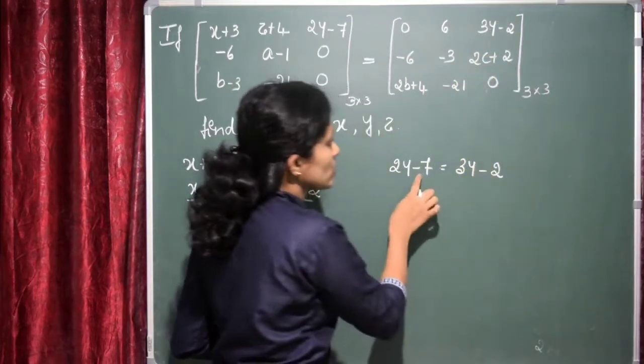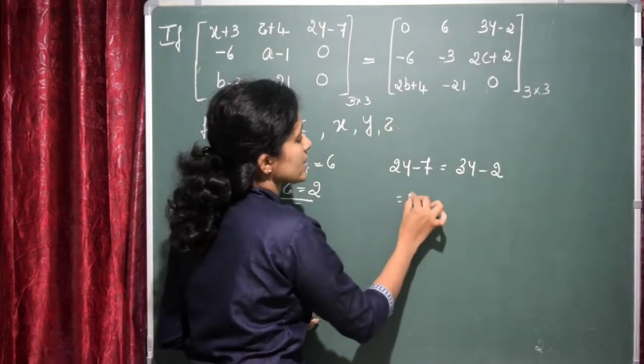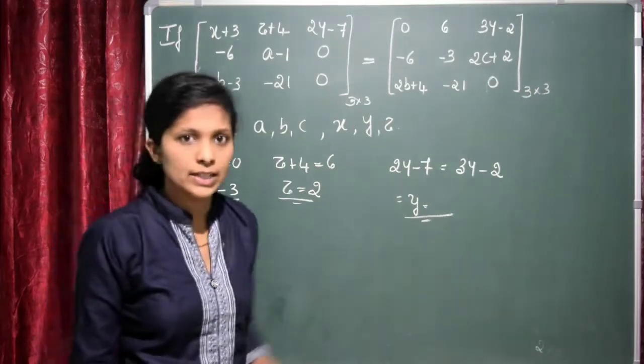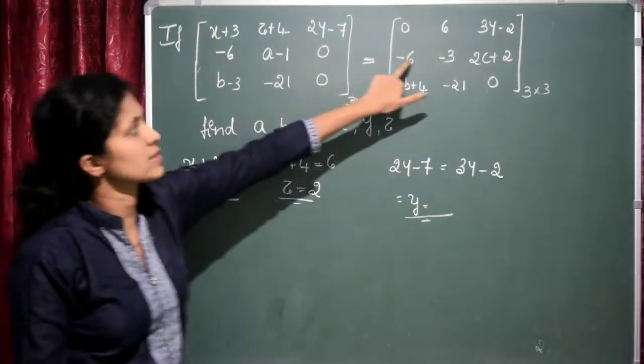You can simplify this one. Is it clear? Simplify this and find the value of y. I hope you understood this one. Simplify and find the value of y. Next one, minus 6 is equal to minus 6.